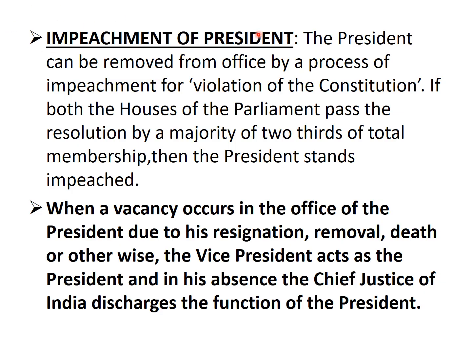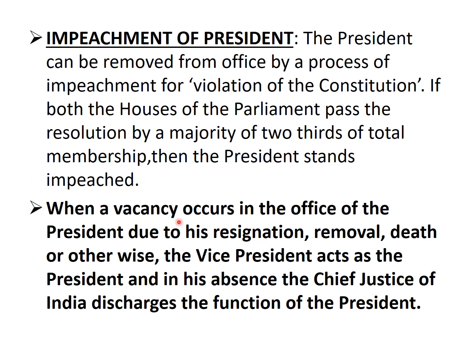Now, impeachment of the president: who can remove the president from the office? First of all, if the president violates the constitution, then there is a process of removal, that is impeachment. And who does that? Both the houses. The Lok Sabha and the Rajya Sabha together can remove the president from the office. If the resolution is passed in one house by a majority of two-thirds of total membership, it goes to the other house, which investigates. And in case both the houses find that the president is guilty of violating the constitution, then the president stands impeached.